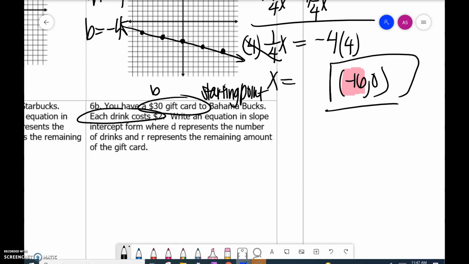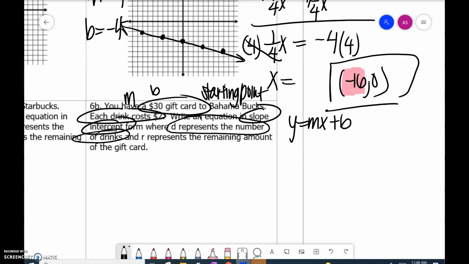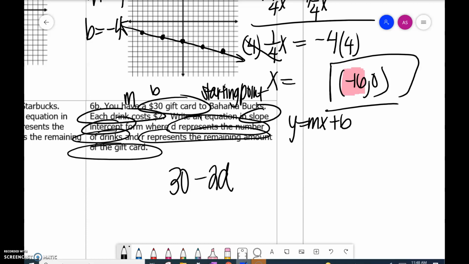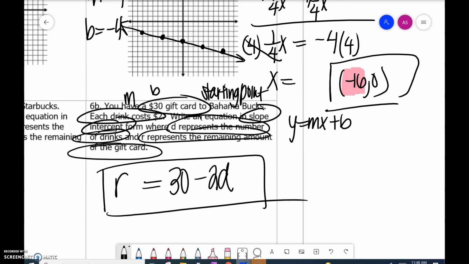So I'm just going to label this part as B. Then it says each drink costs $2. So each drink that we buy, we're going to be taking it away from this $30 gift card. So that's going to be our slope. They're telling me I want slope-intercept form, which is y equals mx plus b. However, they are telling me that I need to use D for a number of drinks and R for the amount that's remaining. So my equation will be equal to $30. Then each time I'm taking away $2 for each drink, which is D. And after I do that, that will tell me the amount that's remaining on my gift card.